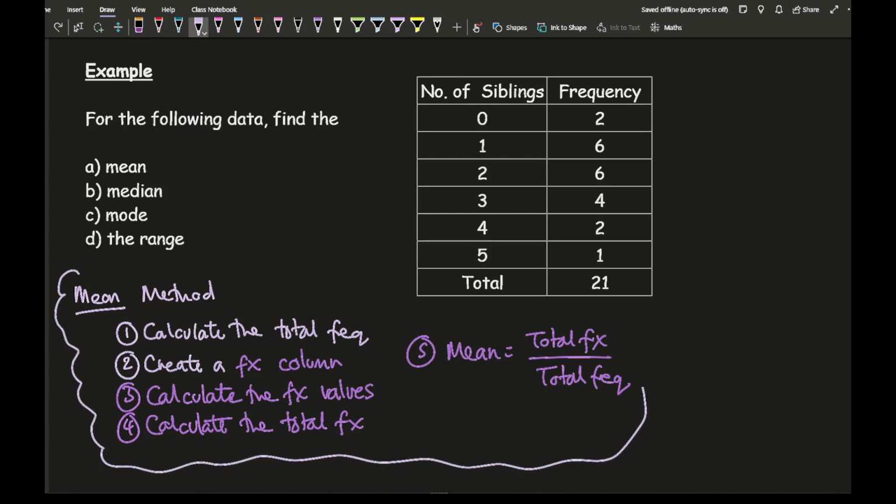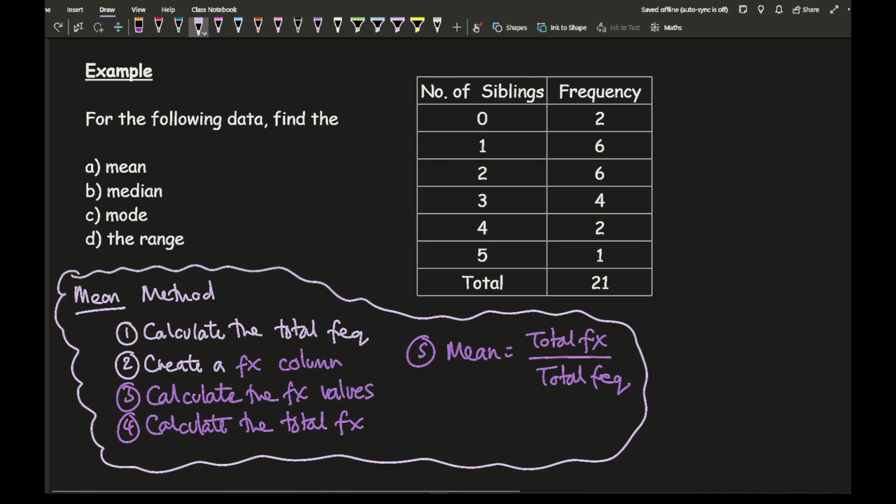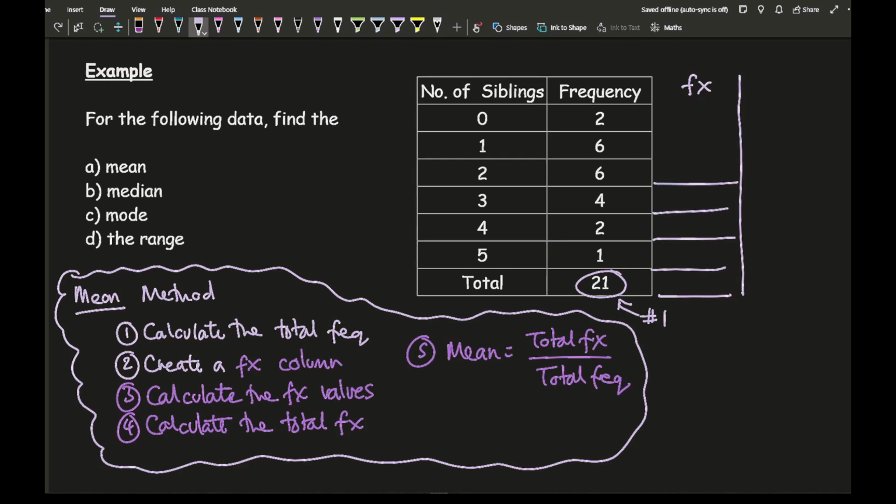So let's just put a little bubble around this, like so. The first thing we need to do is work out the total frequency. The total frequency in this particular question is given to me, so that's step 1. Step 2 is then create an fx column. So if I just create a third column and extend those rows, excuse the neatness of my extension of the table, that there is step 2.